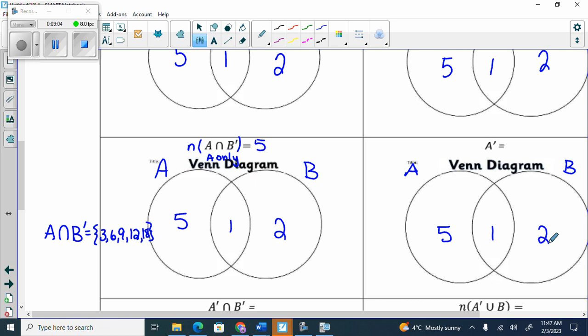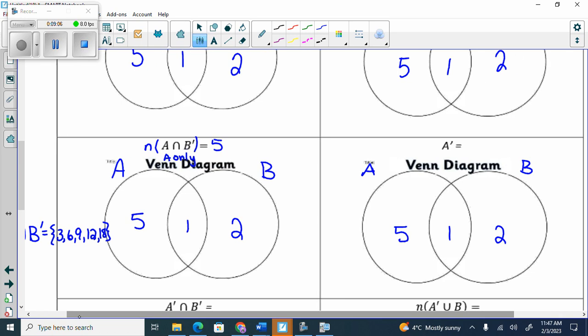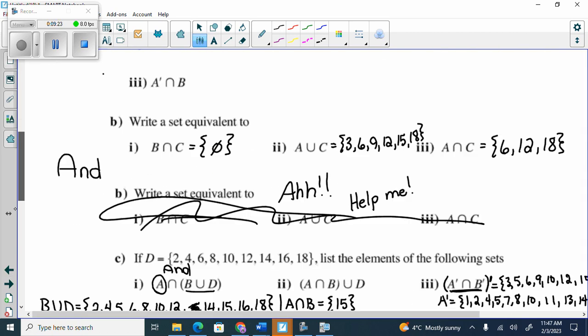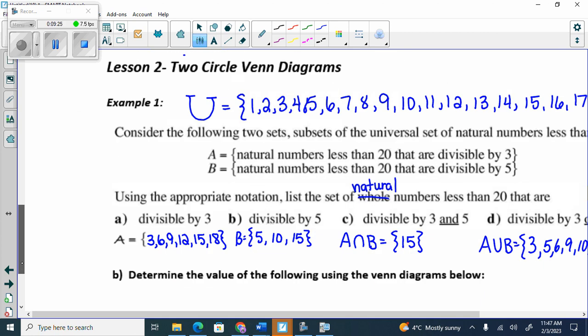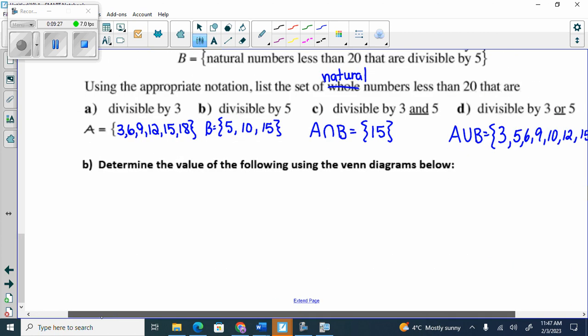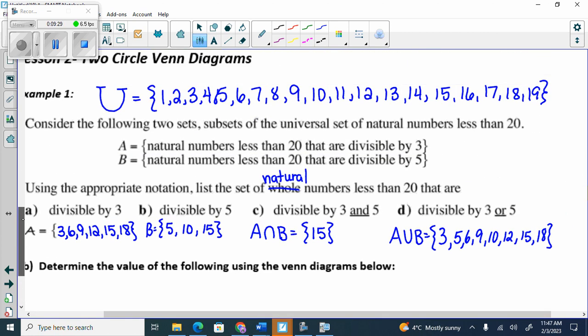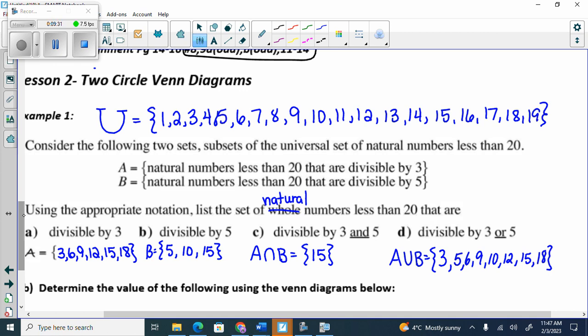Now I've filled in the circles. Have I filled in the entire Venn diagram? There's actually numbers that are not in A or in B, aren't there? In the universal set. So if I go back a page, I'll show you. So if you look here, in the universal set, I have 1, 2, 3, 4, 5, 6, 7, 8, 9, 10, 11, 12, 13, 14, 15, 16, 17, 18, 19.